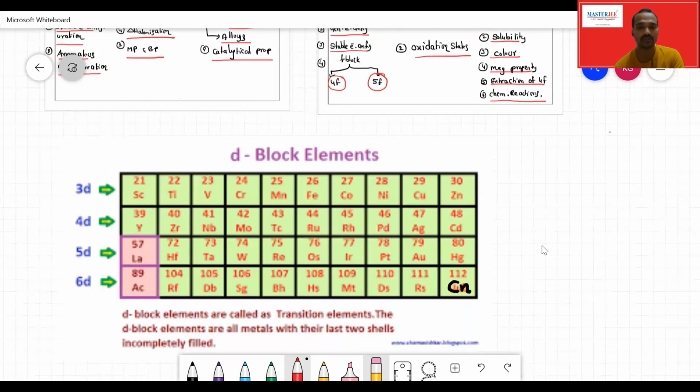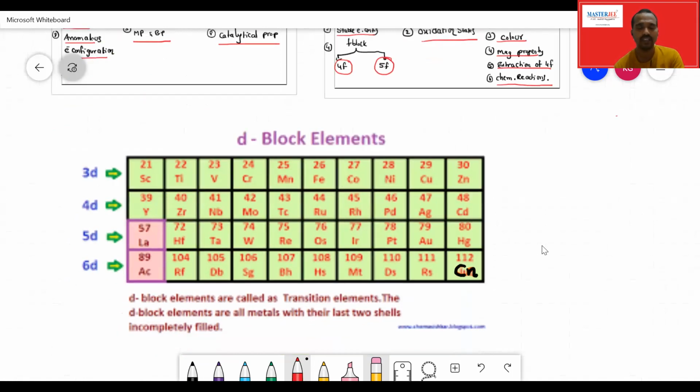D block elements are briefly divided into 3D series, 4D series, 5D series and 6D series. Based on what are they divided into 3D, 4D, 5D, 6D? It is due to the entering of the differentiating electron. If the differentiating electron enters the 3D level, this is 3D, this is 4D, this is 5D, and if one more, this is 6D.